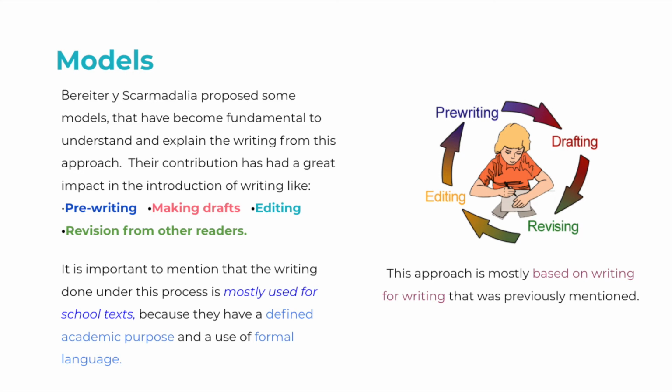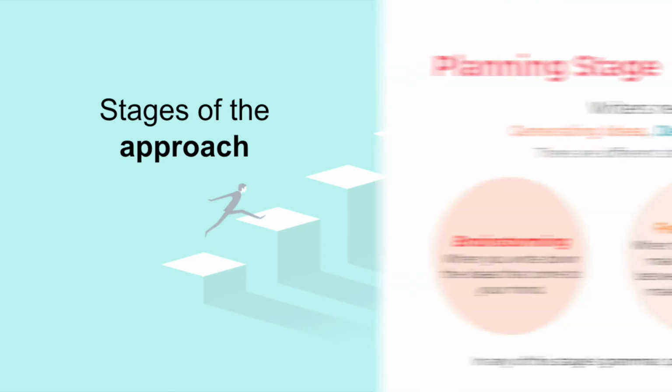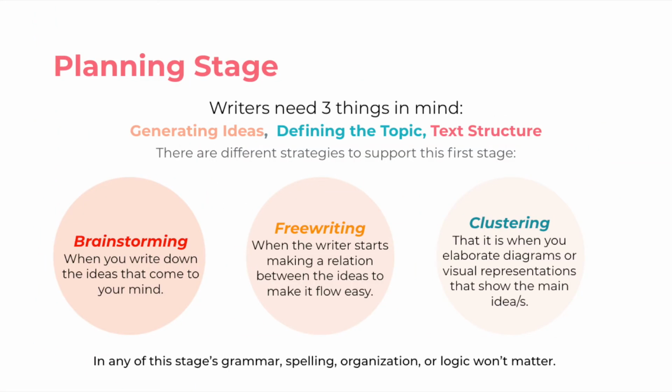It's important to mention that this is mostly used for school texts because they have a defined academic purpose and a use of formal language. This approach is mostly based on writing for writing. Stages of writing. The first stage is planning. Here, writers need to keep three things in mind: the generation of ideas, the focusing of the topic, and text structure.